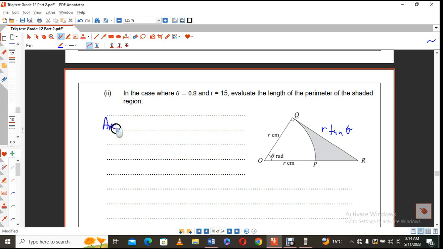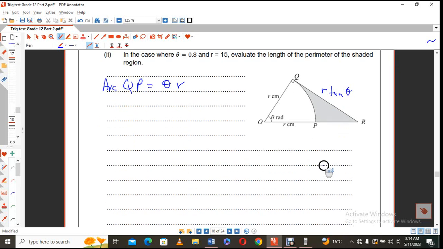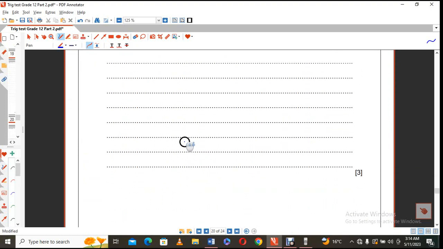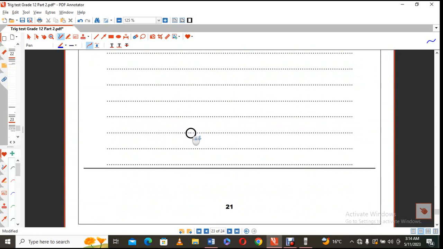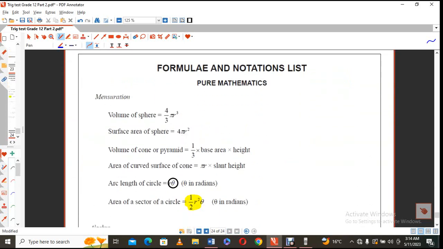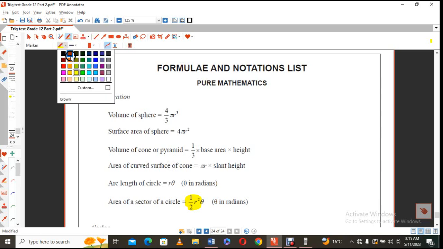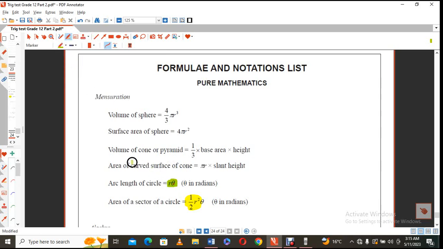Also arc QP is calculated by this formula. Again, you can go to the formula sheet if you want to know the arc length of a sector. I'll just scroll down there, and you can find the arc length of a sector. So the arc length of a sector is the angle times the radius. So here we go, r times theta. And it's very important that you always make sure that you use the correct formula.